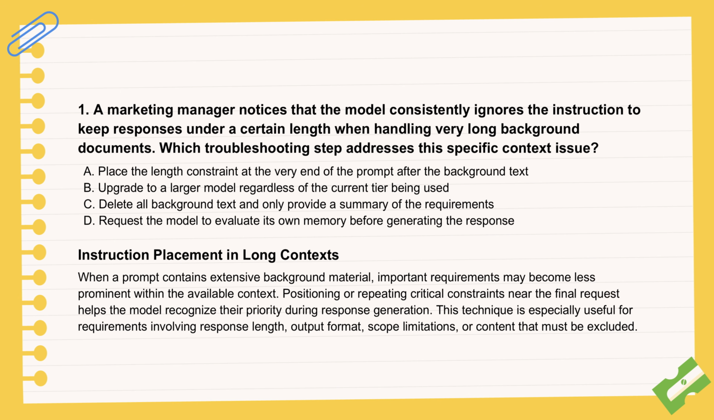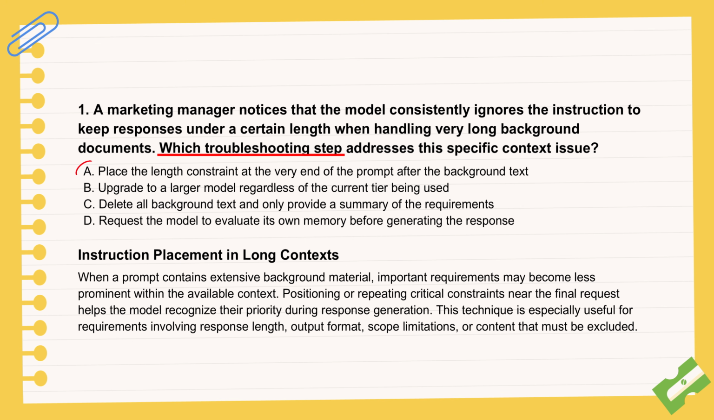Question 1. A marketing manager notices that the model consistently ignores the instruction to keep responses under a certain length when handling very long background documents. Which troubleshooting step addresses this specific context issue? The correct answer is A. Placing the length constraint at the end makes it more prominent after the model processes the long background document. This reduces the chance that the instruction will be overlooked because of excessive preceding context.